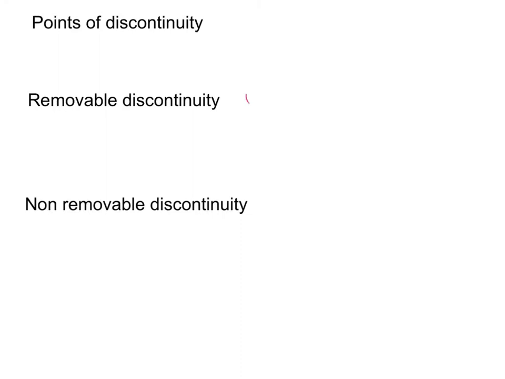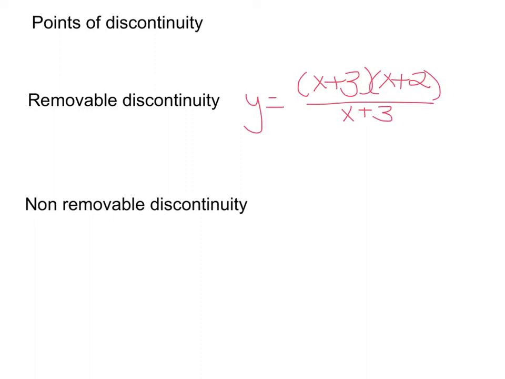So an example of a removable discontinuity would be if I gave you x plus 3 times x plus 2, divided by x plus 3. Since there's an x plus 3 on the top and on the bottom, it can be removed from the equation, which means your equation is now x plus 2. So since it's removable, this is considered a hole in your graph because it's taken away.